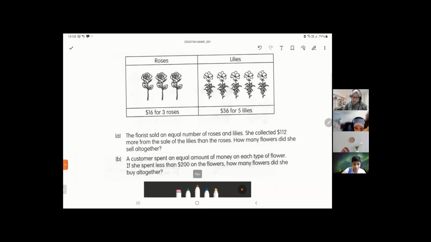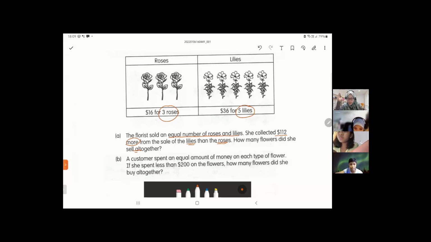Roses and lilies. The roses cost $16 for 3 roses, and the lilies cost $36 for 5 lilies. The florist sold an equal number of roses and lilies. She collected $112 more from the sale of lilies than from the roses. How many flowers did she sell altogether? This is like the grouping concept, right? We did it just now, right?